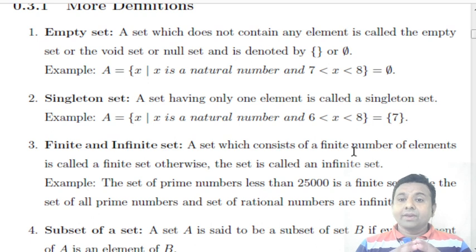Singleton set. A set having only one element is called a singleton set. That is, we have an example: the set of all x, x is a natural number and 6 less than x less than 8.